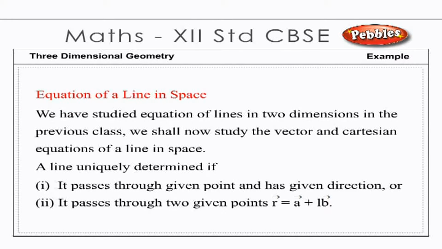Equation of a line in space. We have studied equations of lines in 2 dimensions in the previous class. We shall now study the vector and Cartesian equations of a line in space. A line is uniquely determined if 1. it passes through a given point and has a given direction, or 2. it passes through 2 given points. Vector r is equal to vector a plus lambda vector b.